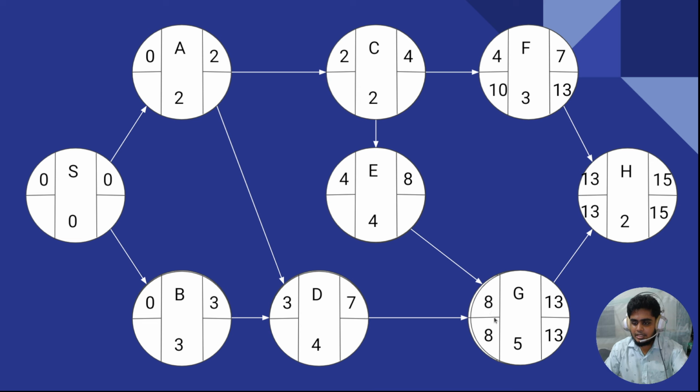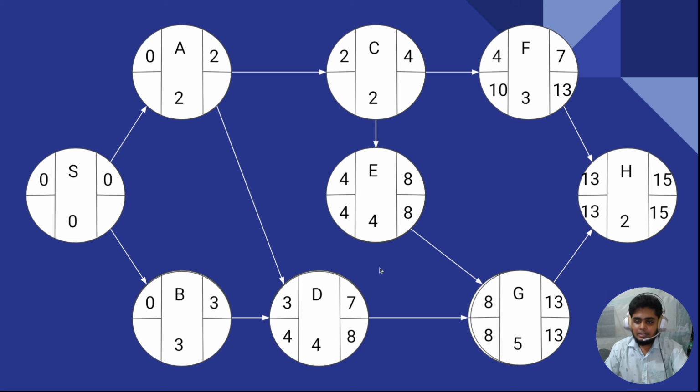Okay, let's jump into the next slide. So for activity E and activity D, let's check. What is the latest finish time? The latest finish time will be the latest starting time of activity G, which is 8. So we just copy and paste it here and here. After that, I have to calculate the latest starting time for E and also for D activity.